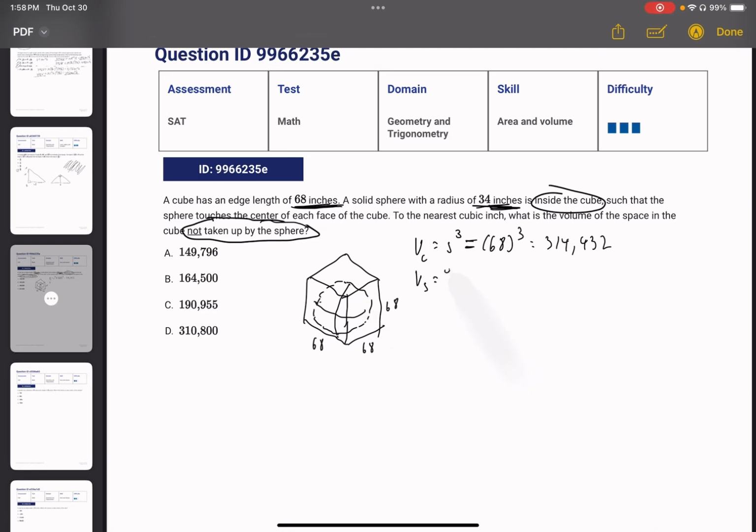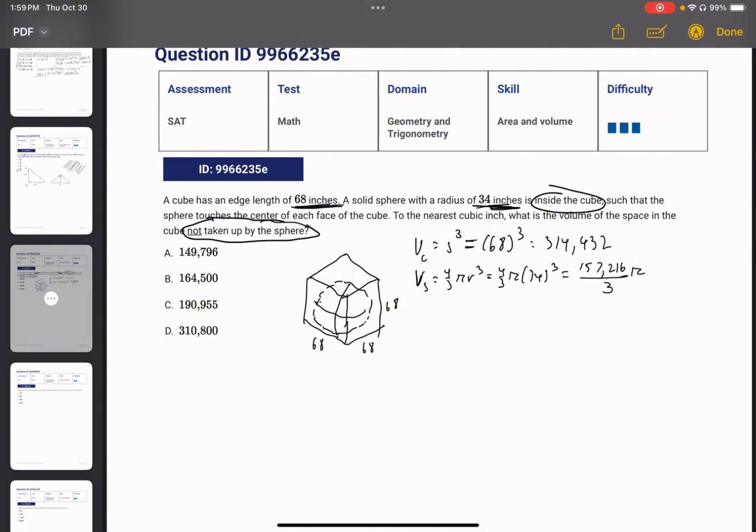Now we need to find the volume of the sphere itself. We know the volume of the sphere is 4 over 3 pi r cubed, which is 4 over 3 pi times 34 cubed, and this gives us 157,216 pi over 3.